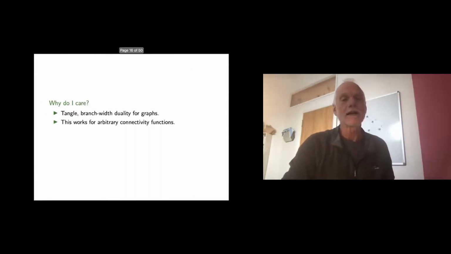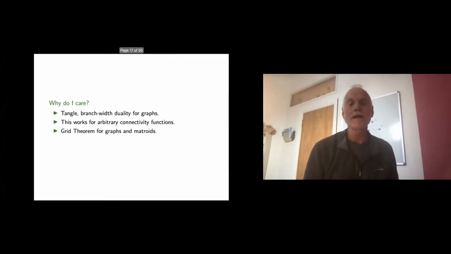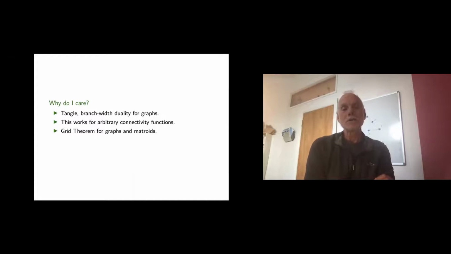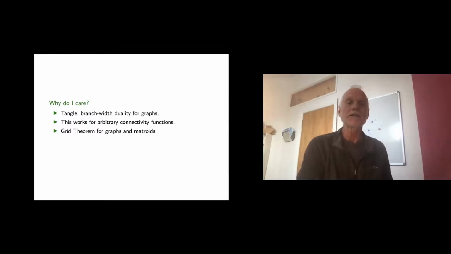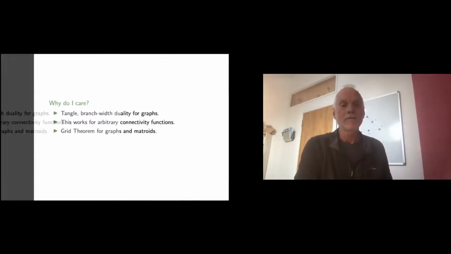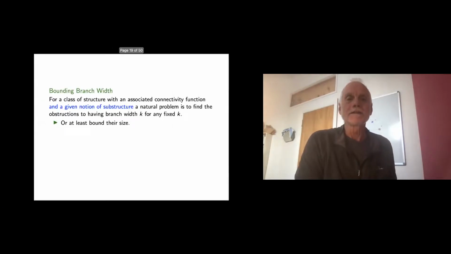So I've already talked about that. And then it also tells you more: when Robertson and Seymour proved the grid theorem for graphs, you think, well, fundamentally, the grid theorem is really a theorem about connectivity functions of graphs. And then naturally, you can ask, where does that theorem extend to? To what other worlds does that theorem extend? So again, that's one of the reasons why over the years, I've just sort of thought of connectivity functions as being interesting structures in their own right.